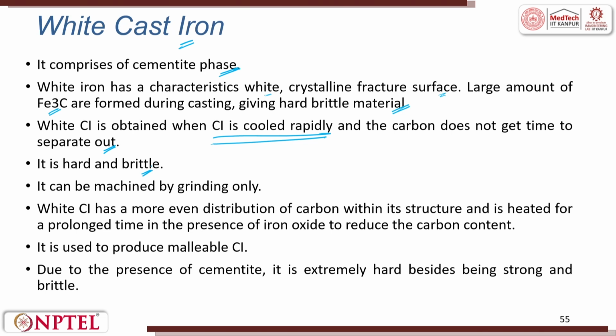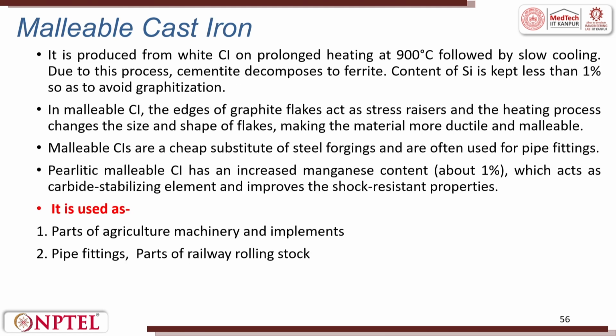It can be machined, but not like using a heavy depth of cut. For example, if you want to chisel and make a statue, it is very difficult to make using a white cast iron. It is easy to make on a grey cast iron. A white cast iron has a more even distribution of carbon within its structure and is heated for a prolonged time in the presence of iron oxide to reduce the carbon. So, it is used for producing malleable cast iron. In the presence of cementite, it is extremely hard. So, now we saw hard. Next, let us see malleable cast iron.